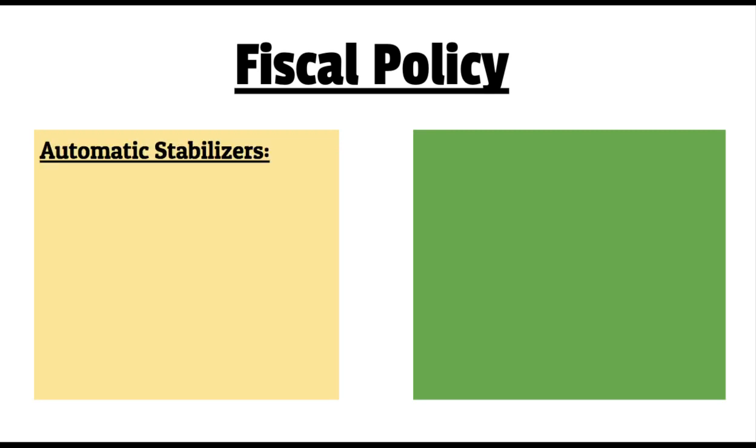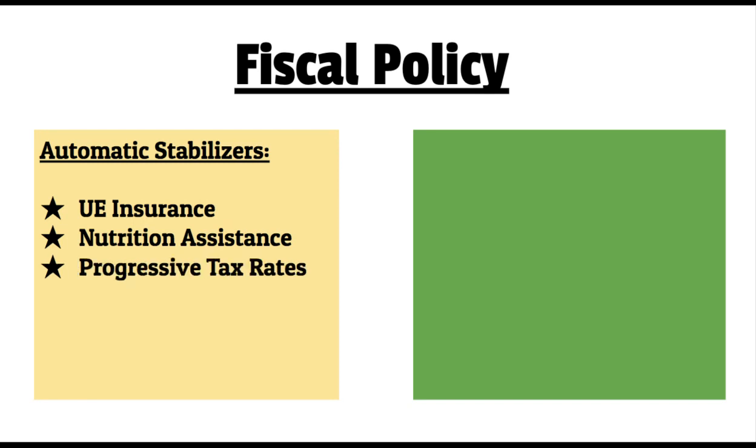We have automatic stabilizers, and these are things that are government policies, but they automatically kick into action when needed. And some examples of these are entitlement programs or any sort of economic safety net program, for example, unemployment insurance, nutrition assistance, or progressive tax rates. So the fact that one's income can change and we already have this very systematic approach to how much you will pay taxes now, or should you lose your job, what's going to happen to you, all of those things are systematic.